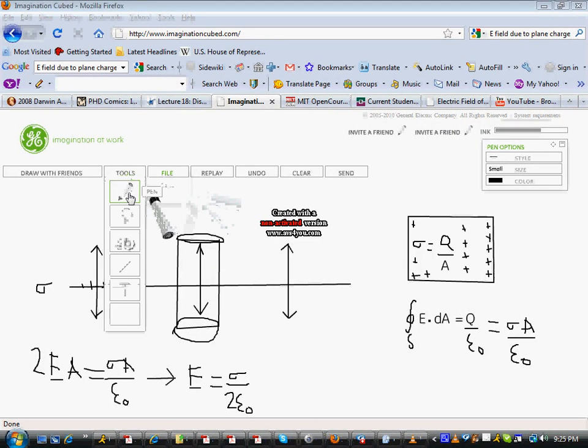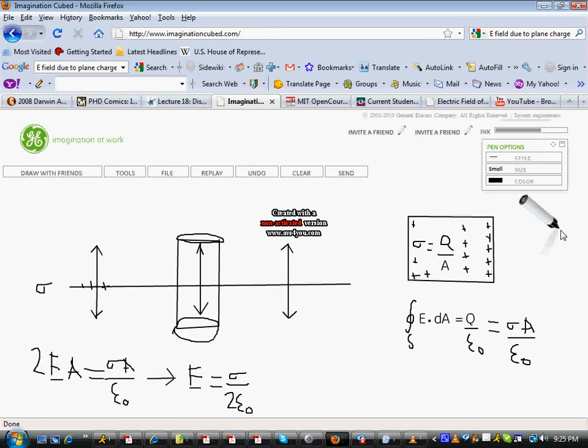Alright, so I'm going to try to do my best to give an example of how you might apply Gauss's law. I say my best try because it's really hard to draw using this software, so I'm doing the best I can.